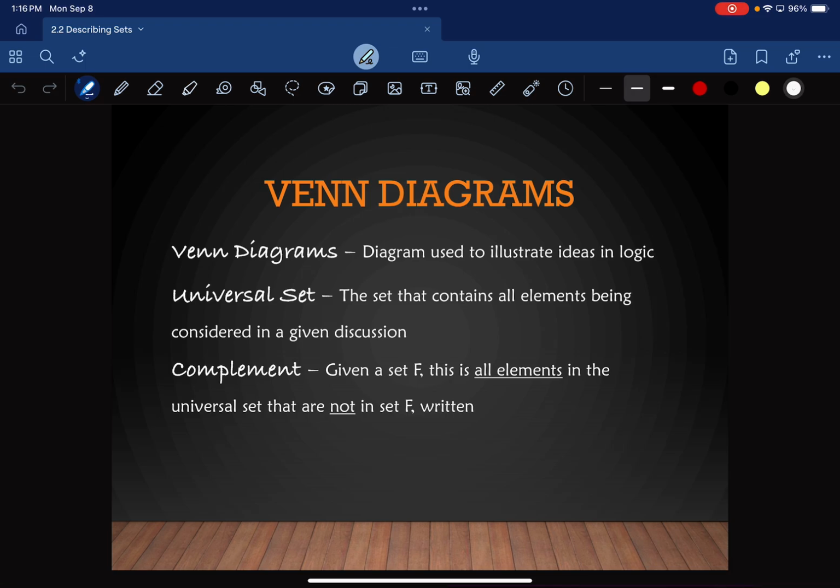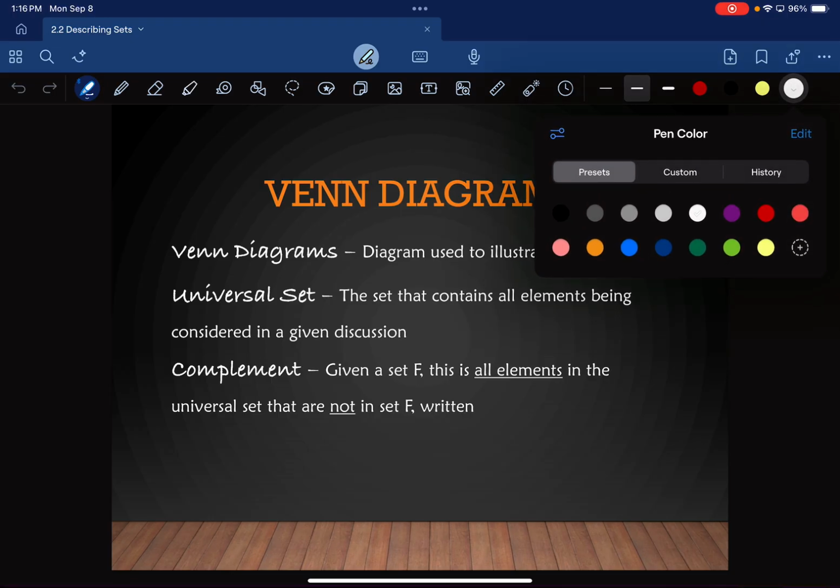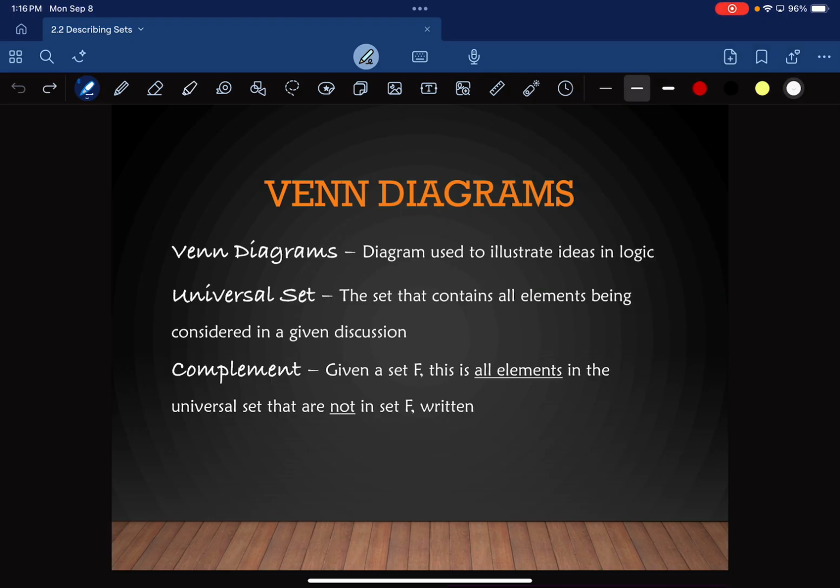And the complement is always based on what some other set is. So if we're given a set F, then the complement is all the elements in the universal set that are not in F. And your book uses this notation. They use an F, because it's referencing back to set F, with a bar on the top.